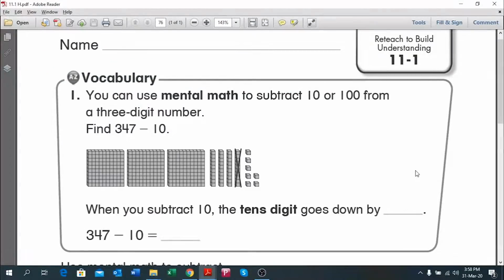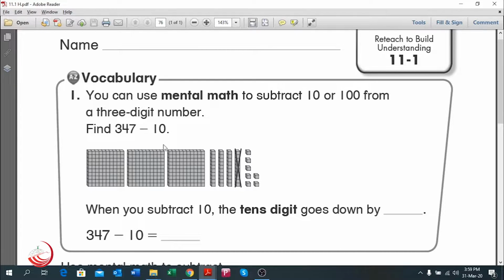So we're going to revise topic one, the first lesson. This is a revision sheet for the first lesson. You'll have to print this out and answer it, or you can answer it on a piece of paper and send me the answers. Number 1, you can use mental math to subtract 10 or 100 from the 3-digit number.